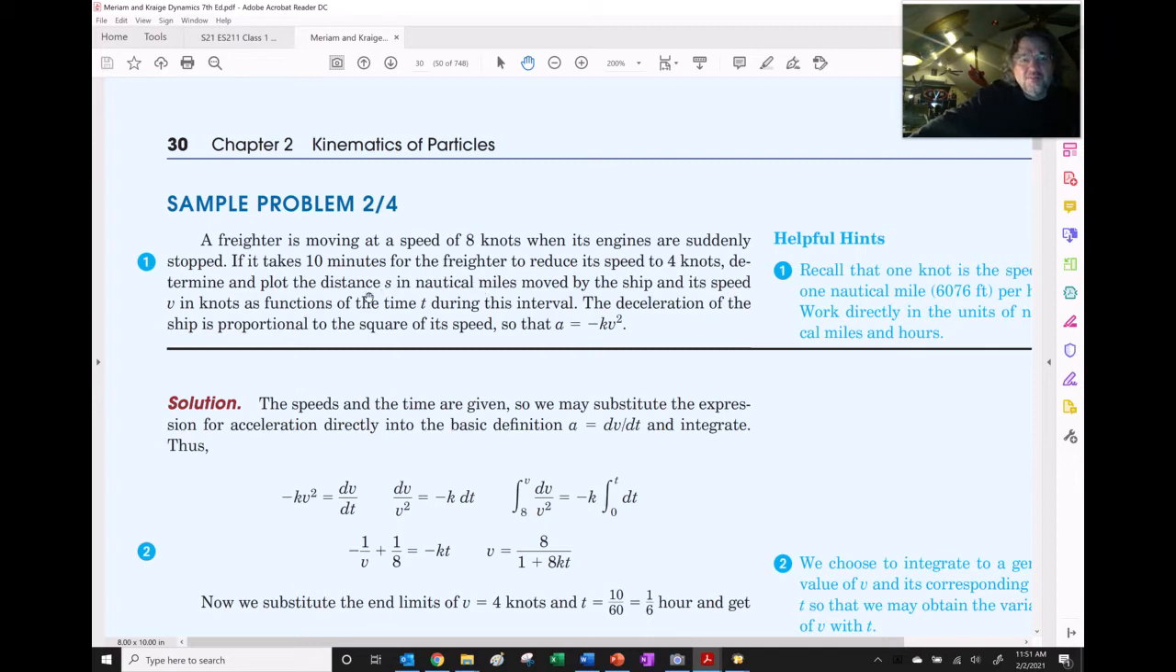And determine and plot the distance s in nautical miles moved by the ship and its speed in knots as functions of time during this interval. The deceleration of the ship is proportional to the square of its speed. And this is actually true. That's something that is known. It's proportional, negative because it's decelerating, with some unknown constant times the velocity squared, right?